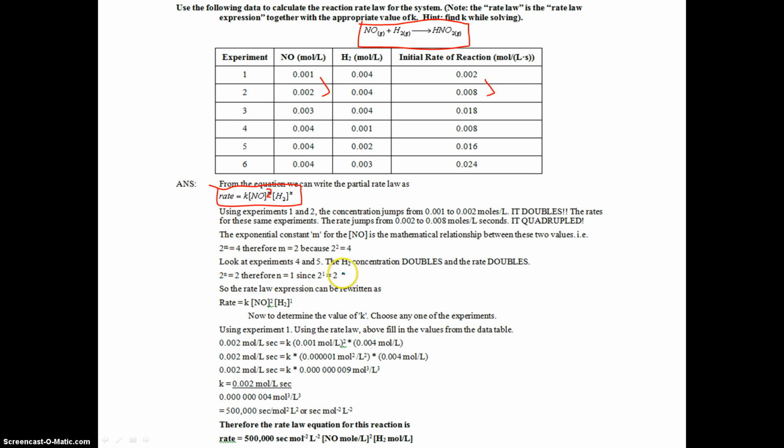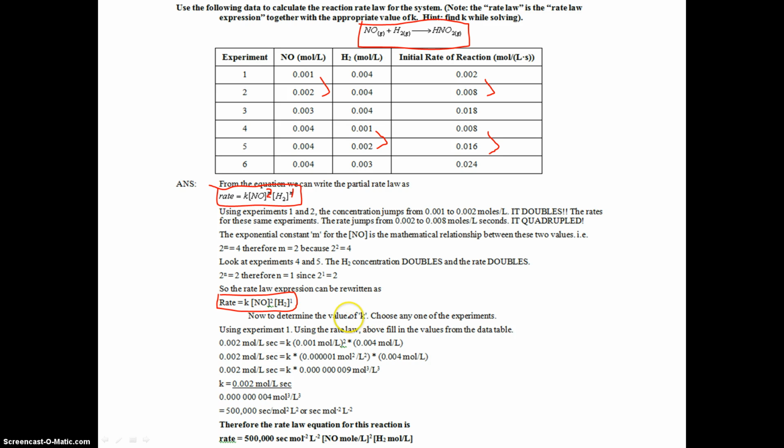And then when we look at any two experiments for H2, in this case it took 4 and 5, when the concentration doubles, so does the rate. So we know that it's a 1-to-1 relationship. So 2 to the power of something will give you 2. So that answer is going to be 1, so we're going to say that this is 1 right here. So this is our new rate. Rate equals k[NO]^2[H2]^1.